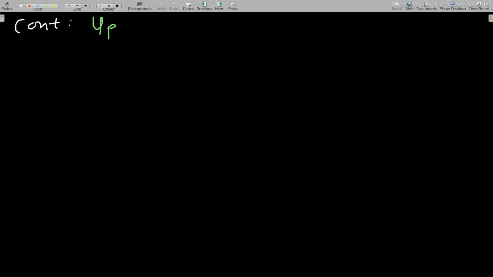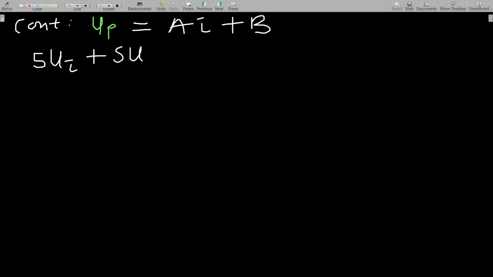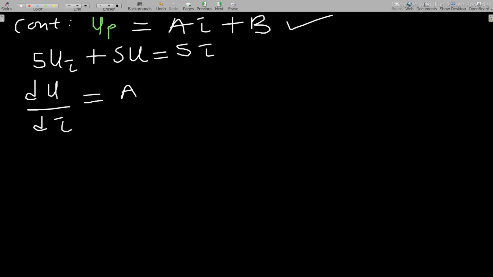Now we are saying that we let our u particular be a tau plus b, but our ODE is 5 u tau plus s u should be equal to s tau. Since we have u tau, meaning the differential of u with respect to tau, I have to find du d tau. Meaning I have to differentiate this with respect to tau, and I'll get a, which is my u tau.